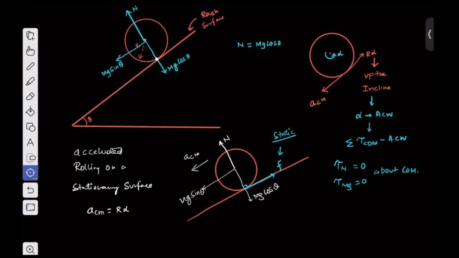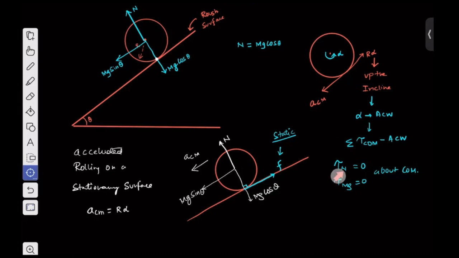So anyone can tell the ACM is going to be down the inclined plane. And in order to have the point of contact to be having 0 acceleration, the R alpha must come up the inclined plane to cancel out ACM. So for R alpha to come up the inclined plane, we need alpha about the center of the mass to be anti-clockwise, correct? And to have alpha anti-clockwise, the net torque about the center of the mass must be anti-clockwise.